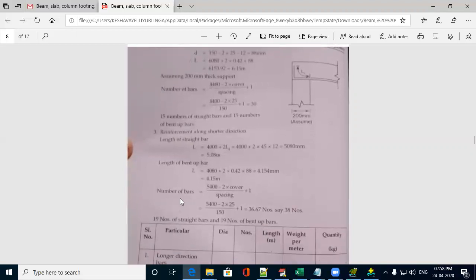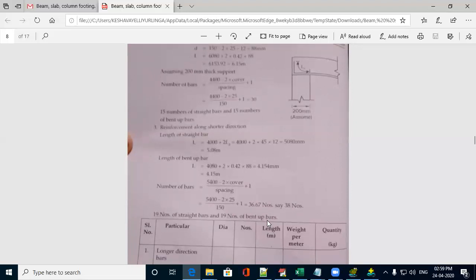So to find the number of bars in the shorter direction, take the length of the longer span, that is 5400, including the support thickness, minus 2 times the cover, 25, plus 1. Spacing is 150, so you will get 36.67. We can round it off to 37. Since it is an odd number, you have to round it off to next even number. In these cases, where you have alternate bars cranking, there will be equal number of cranked and straight bars. So you will get 38 numbers. Out of that, 19 will be straight and 19 will be bent up bars.